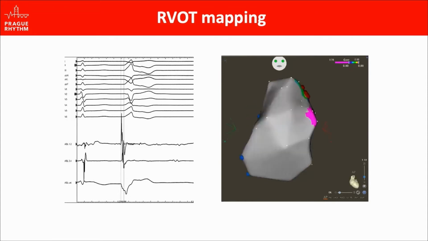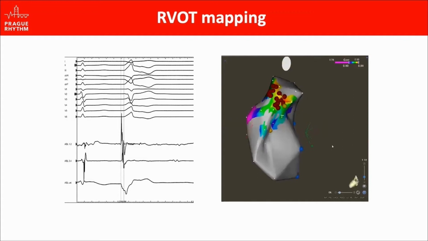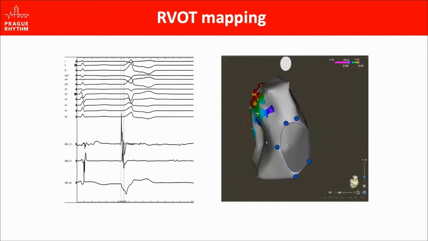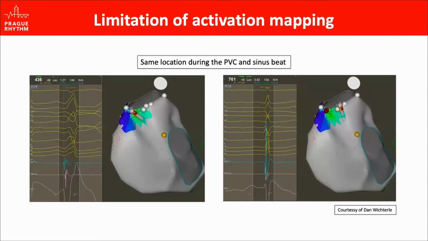If there are no PVCs, we can use pace mapping. It can be helpful, but there are some severe limitations that we will see in the next slides. So here I would like to emphasize the limitations of the activation mapping.